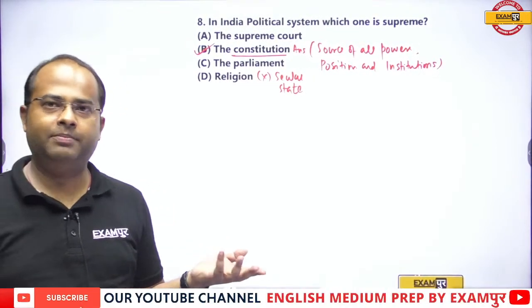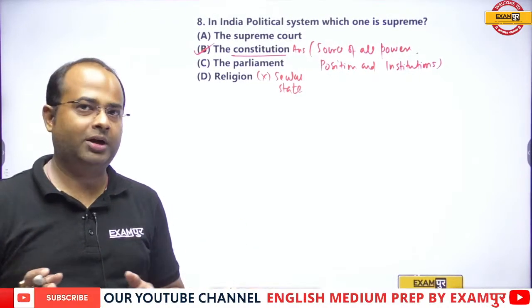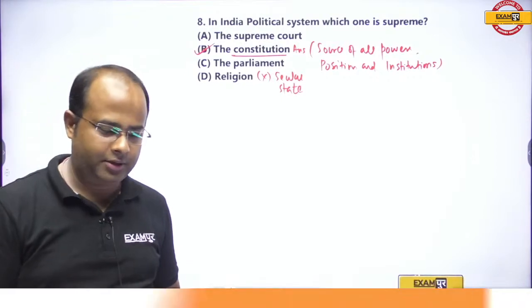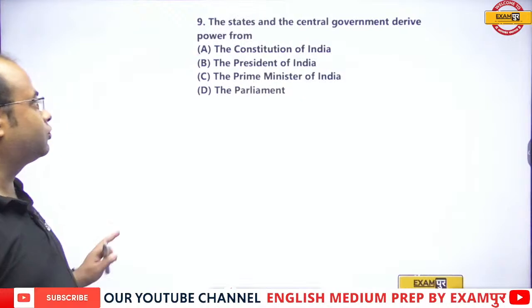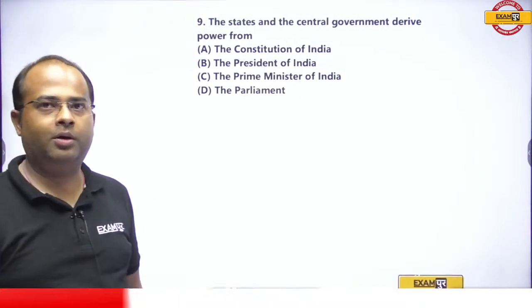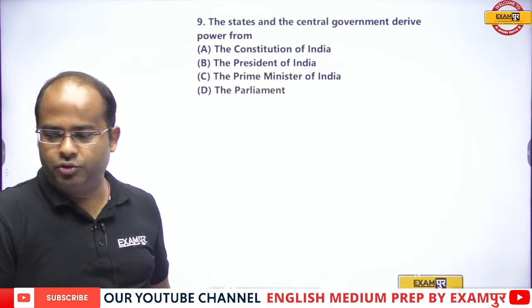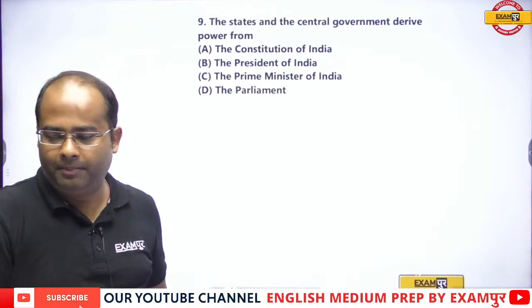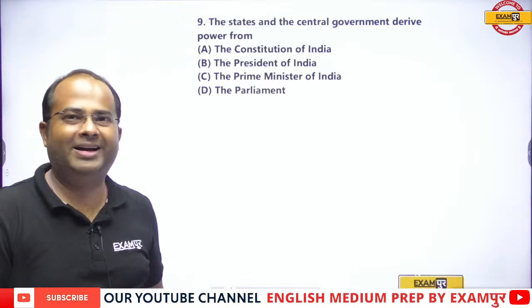And religious principle, we are not guided by any religious principle because India is a secular country, not a theocratic country. Now let's move to the next question. The center and state governments derive their power. So from where do the central and state governments get the power? From the Constitution, from the Prime Minister, from the Parliament. How do the central and state governments get the power?